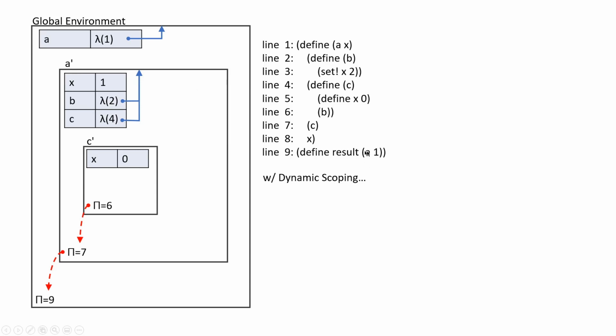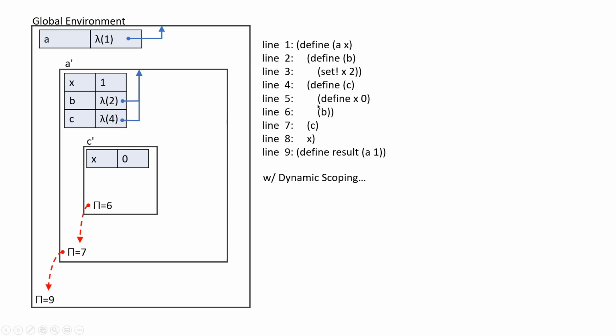So we have all of those. So we have x bound to 1 because we passed that in. We have b and c bound to the lambdas on line 2 and 4, just like before. And then on line 7, we call c. C creates a contour, so we have a contour for c. That defines variable x, so we have x bound to 0 inside here as well. Now we're at the beginning of line 6, and this is where the difference occurs.